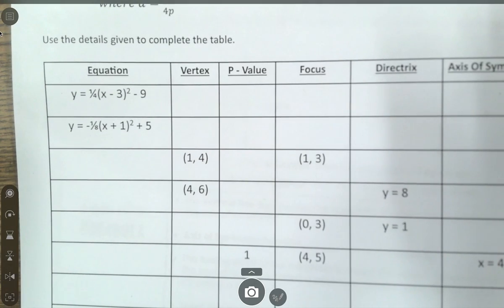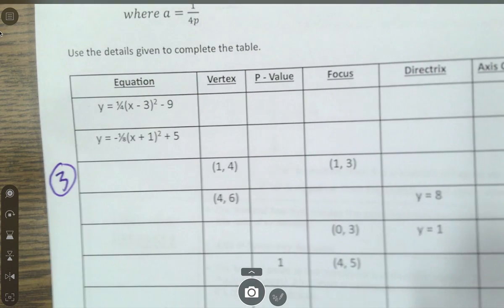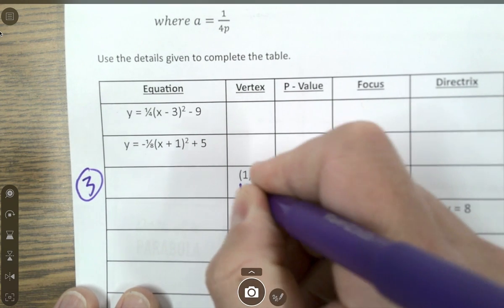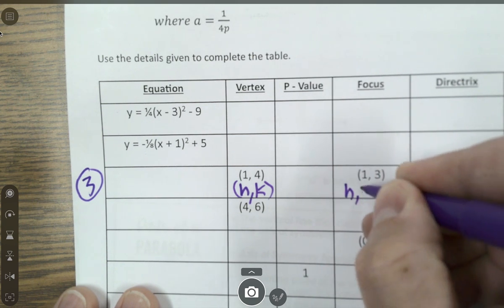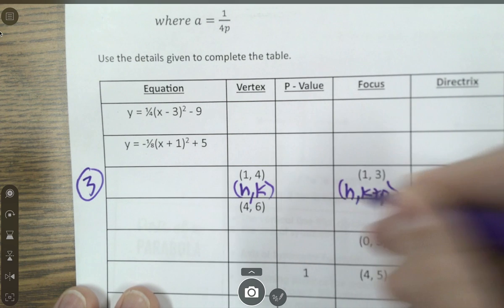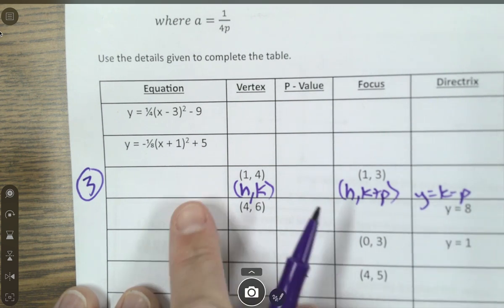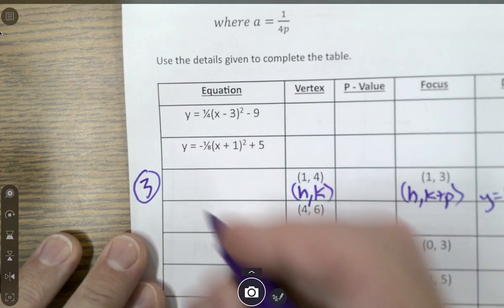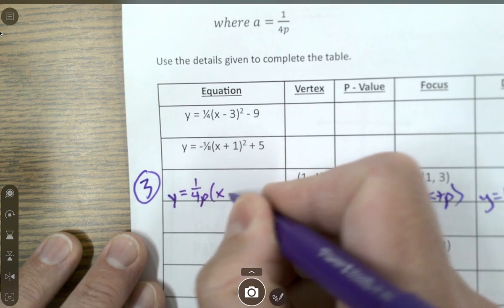I only have time to do one more problem. I'm going to focus on this third one here. So I'm going to note that I have my h and my k. My focus is (h, k plus p). Directrix is y equals k minus p. Axis of symmetry is x equals h. And then I have this equation from above that I'm going to use. I'll write it down right here. We have y equals 1 over 4p times (x minus h) squared plus k.